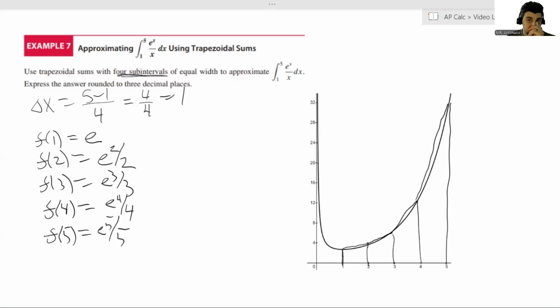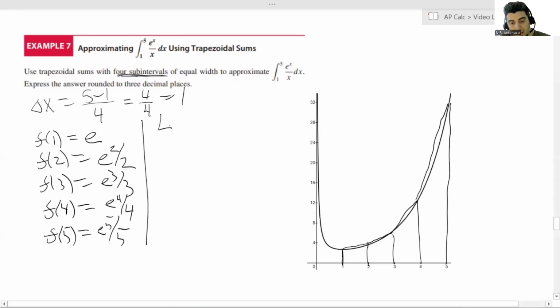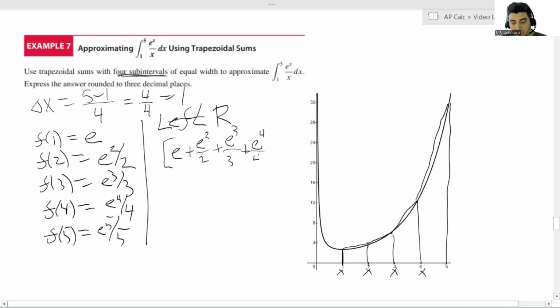And notice I'm using exact values because this isn't a final answer yet. So if I want the left Riemann sum, okay, I'm going to use the left endpoints for the four rectangles and then multiply it by the width. So that's going to be e plus e squared over 2 plus e cubed over 3 plus e to the fourth over 4. All of those are going to be multiplied by 1, and that's going to be approximately 26.75752.